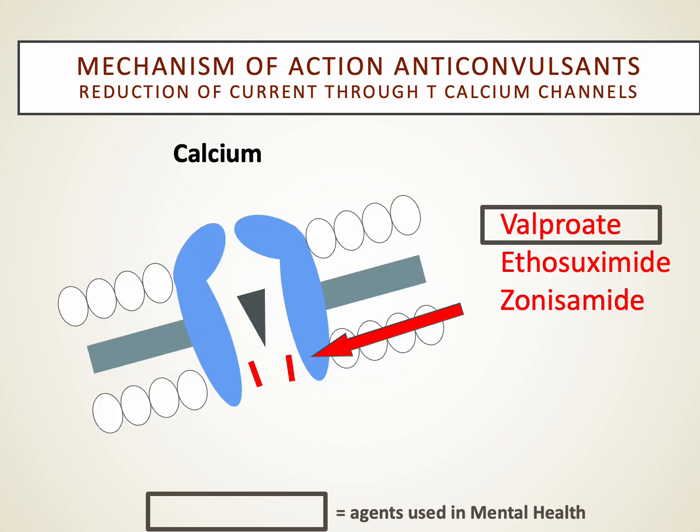We also have drugs that work through the T calcium channel, and this appears to be correlated with seizure control, with the management of a certain subtype of seizures called absence seizures or petit mal seizures. We'll talk more about that in neurology, but the three drugs that work in this channel are valproate, which we also use in mental health, ethosuximide, and zonisamide.